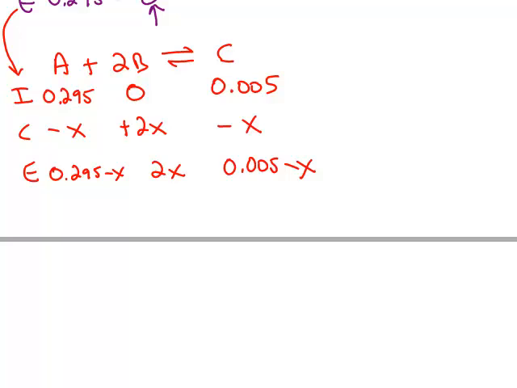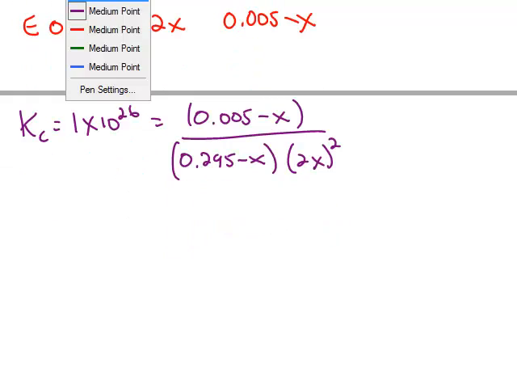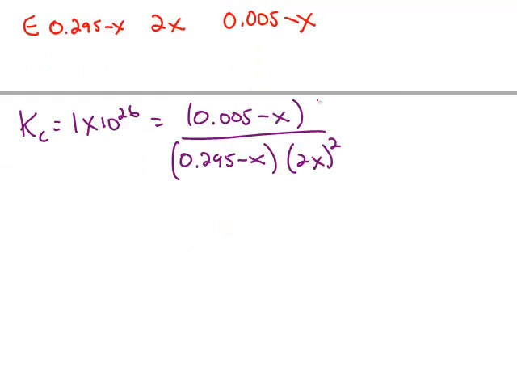Now we can solve this ice chart much more easily for K because our Kc value, 1 times 10 to the 26, equals 0.005 minus X divided by 0.295 minus X times 2X squared. This time, because we drove the reaction close to equilibrium, and we know that a large value of K means we have a big number in the numerator, small number in the denominator, this time the approximation method will work.